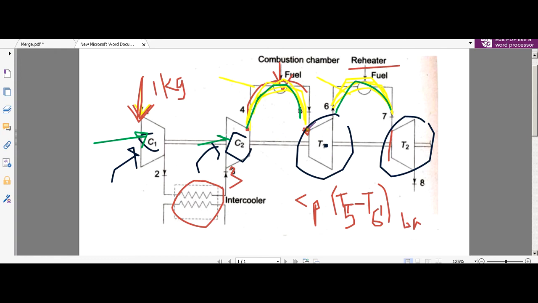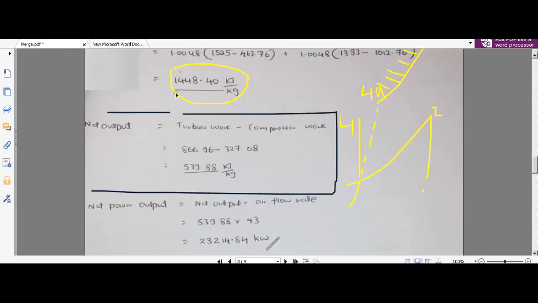That means the turbines themselves provide us some energy, some work. Some amount of that work we are using in order to run the compressor or the compressors. Okay, so now that means, if I'm going to focus there, what is the net output?